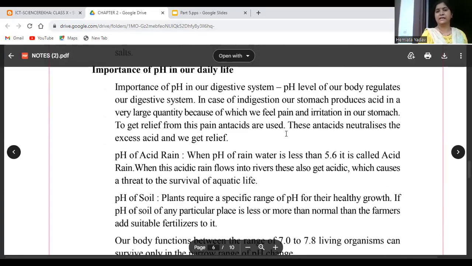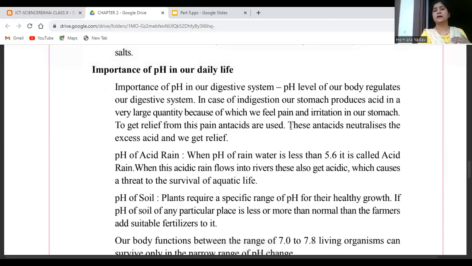Importance of pH in our daily life. pH is in our digestive system also. You know that the stomach is producing HCl. pH level of our body is regulated by our digestive system. In case of indigestion, the stomach produces acid in very large quantity, because of which we feel pain and irritation in the stomach. To get relief from this pain, we have to take some antacids.